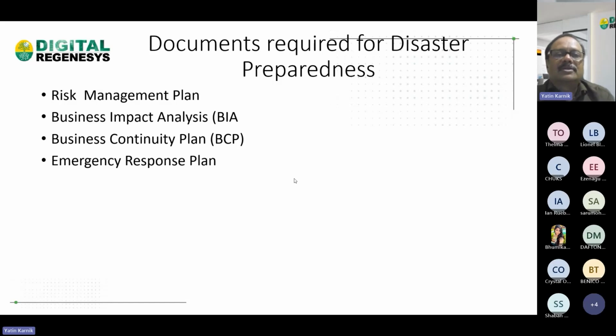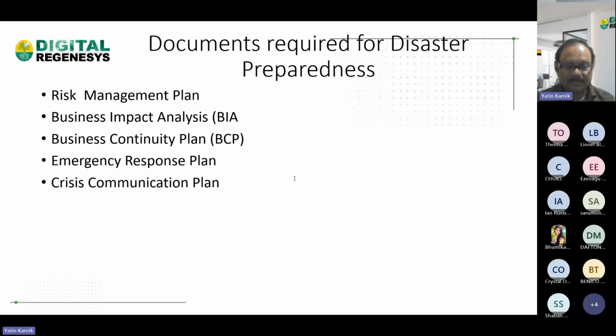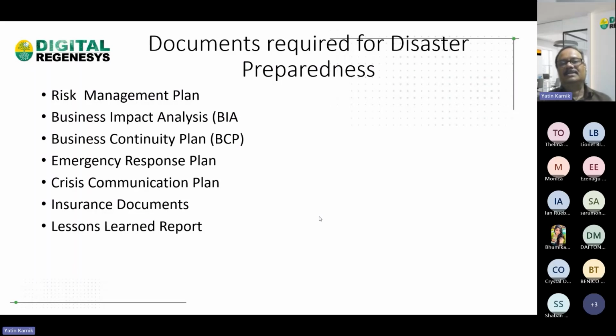Then your emergency response plan outlines the procedure for responding to emergencies and disaster. Crisis communication plan: at the time of crisis, it should define how information will be communicated during and after the disaster, and to whom to communicate. It should be a top-down approach. Then the insurance document, most important. It outlines the project insurance coverage for potential losses, details of the policy and contract. Then you have the lessons learned report, which summarizes the experience and insights gained from previous incidents and exercises.